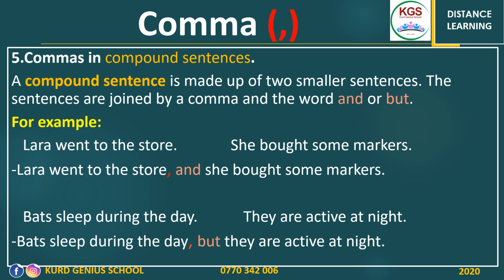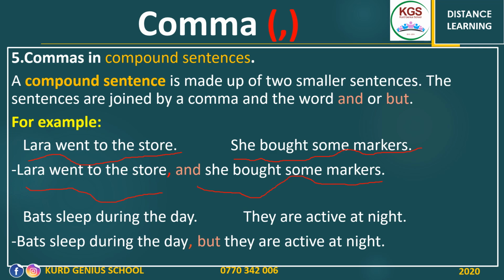For example, Lara went to the store. She bought some markers. We have 2 small sentences. Lara went to the store, and she bought some markers. You see, we used a comma and the word and to join these 2 small sentences.